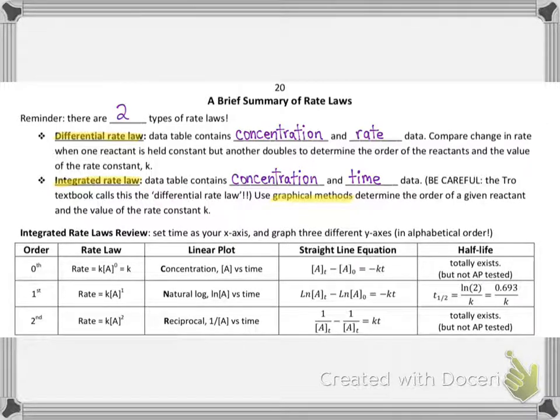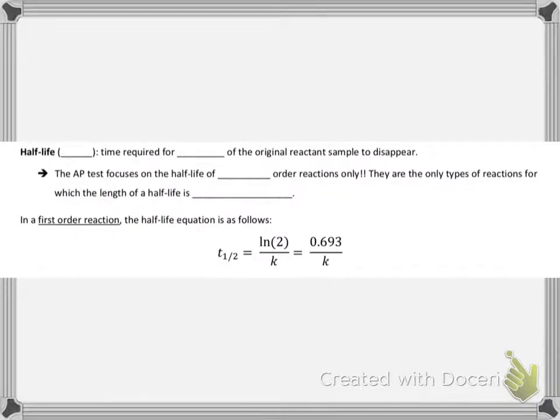Now remember, as far as half-life is concerned, all orders of a reaction have a half-life, but the only one that is tested is the half-life of a first-order reaction. That's why this formula shows up on your formula chart. You just have to remember that it's there. Okay, let's talk about what half-life really is. Half-life is officially defined as the time it takes for 50%, or 1/2, of the original reactant sample to disappear or get used up. As I mentioned, the AP test focuses on the half-life of a first-order reaction.